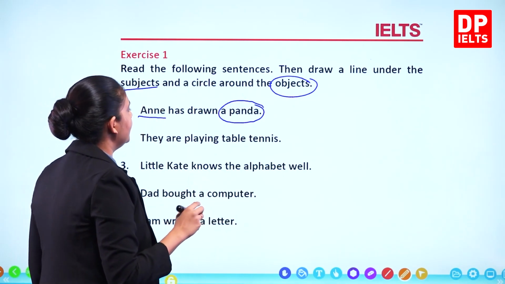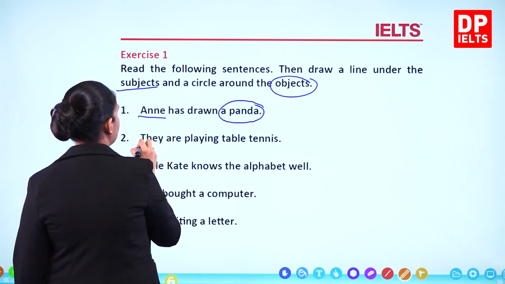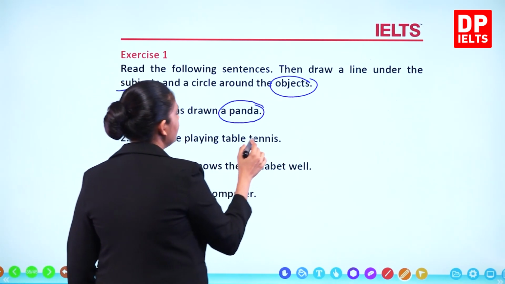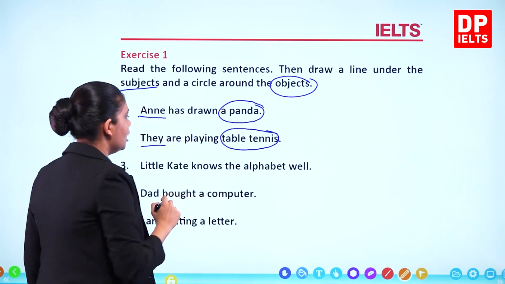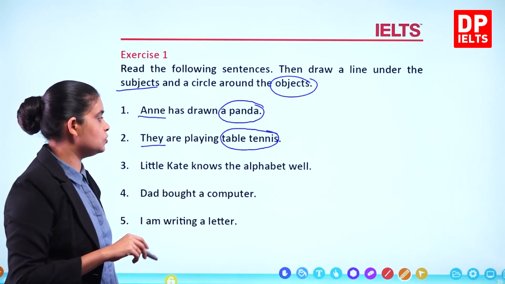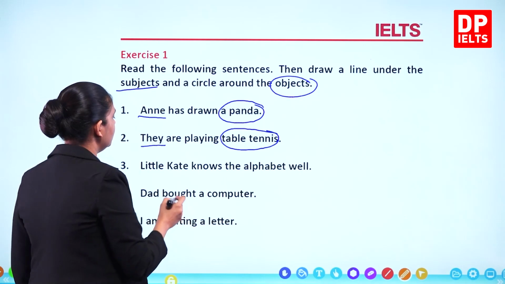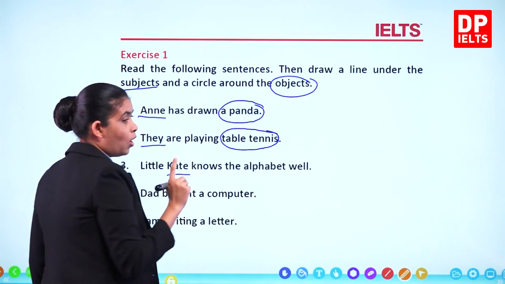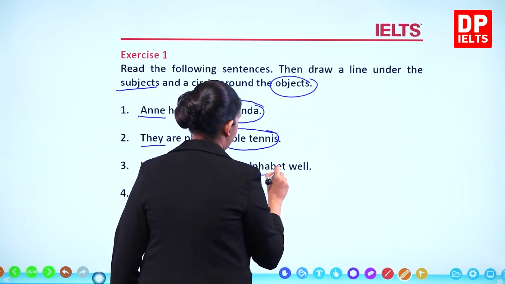They are playing table tennis. Who is playing table tennis? They. What are they playing? Table tennis. Little Kate knows the alphabet well. Who knows the alphabet well? Kate. What does she know? The alphabet.